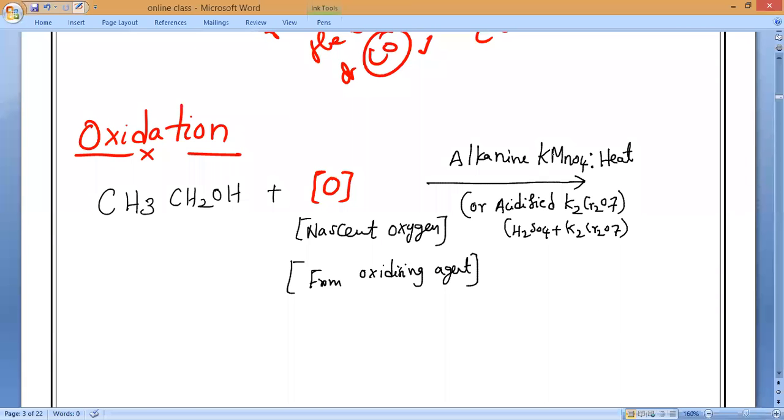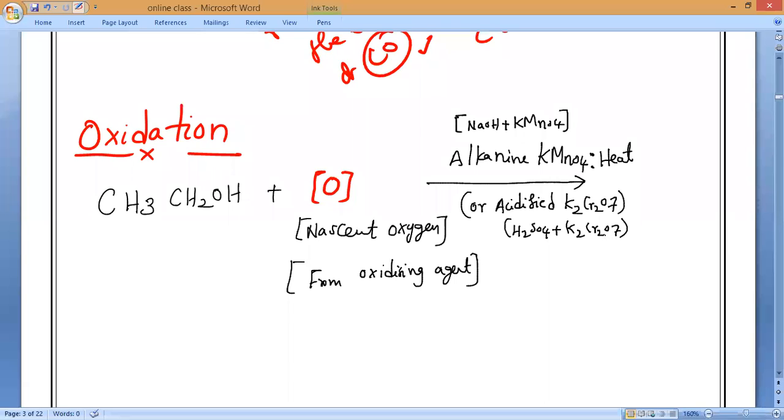Basic in nature or acidic in nature? Alkaline KMnO4. Alkaline means what, guys? It is basic or acidic in nature? Basic in nature. So alkaline means a mixture of sodium hydroxide plus potassium permanganate, or acidified K2Cr2O7 means sulfuric acid plus potassium dichromate.